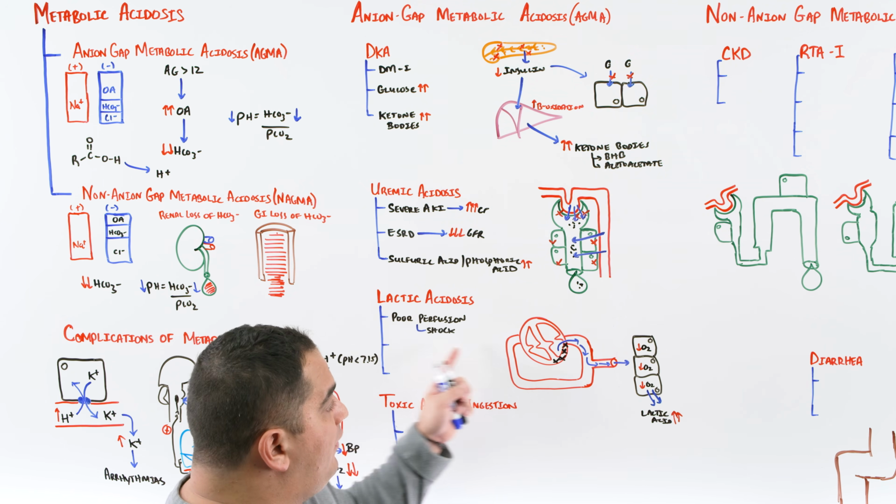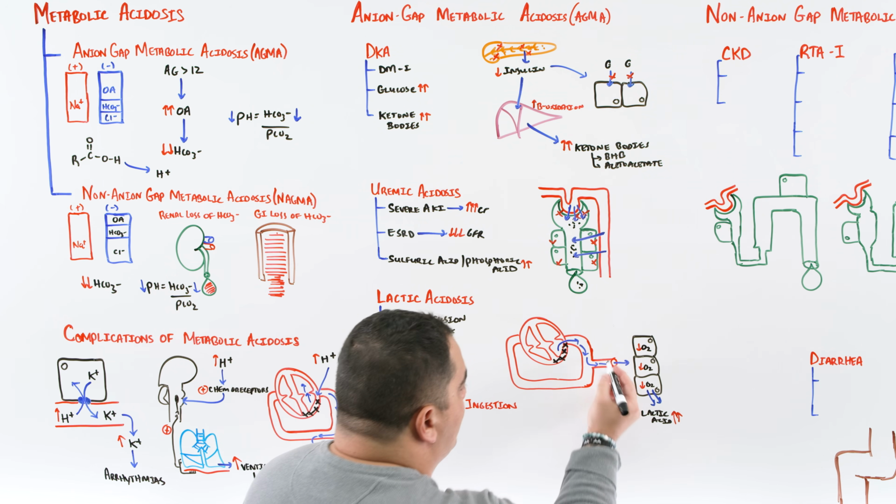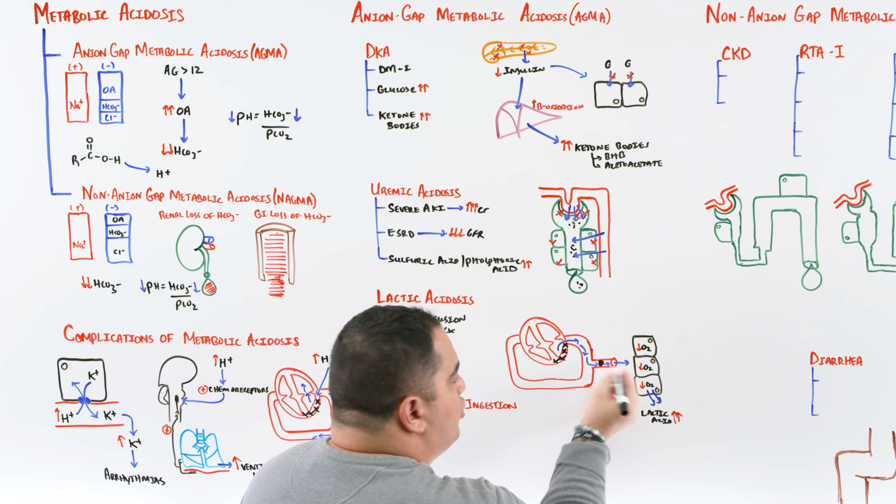So one problem could be poor perfusion. Again, think about any type of shock. The other thing is there could be a clot. What if there's some type of clot or embolus here that's obstructing the flow?